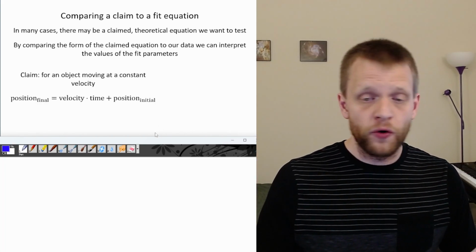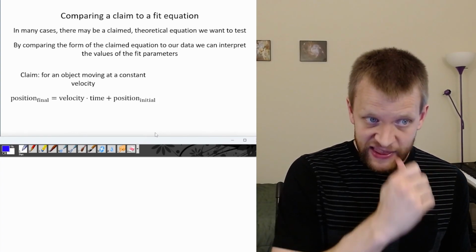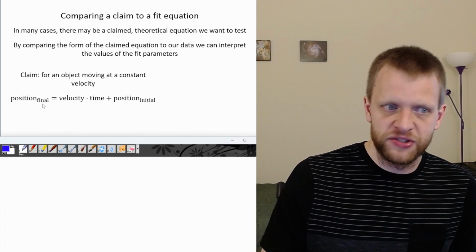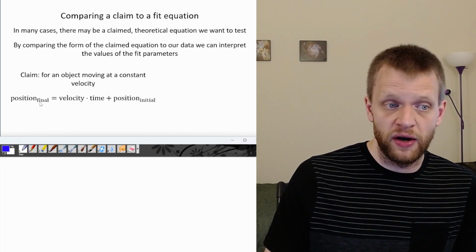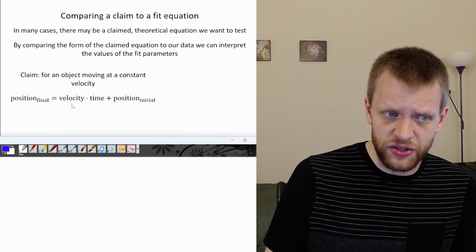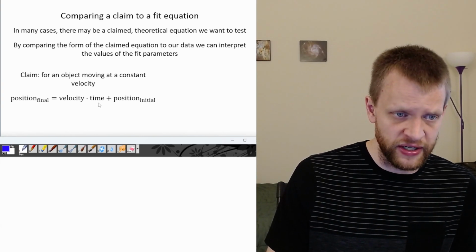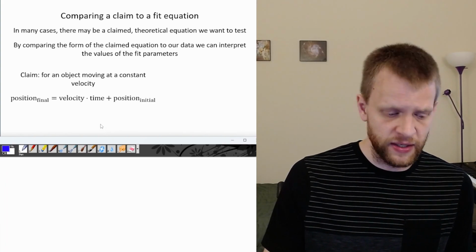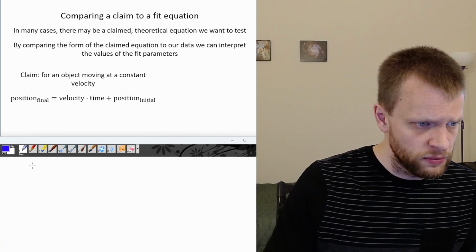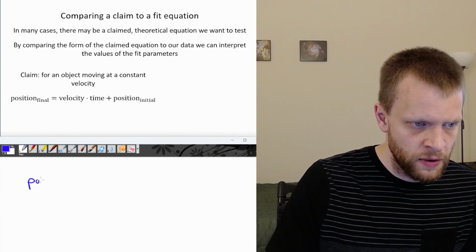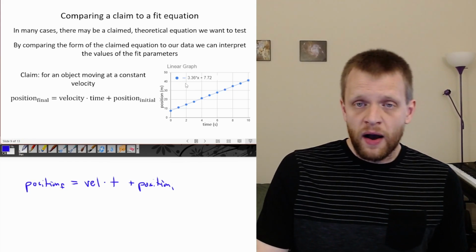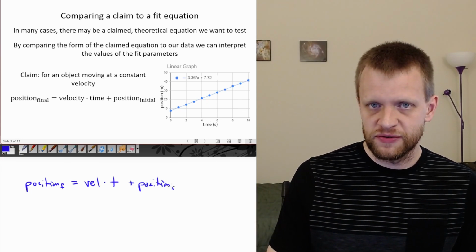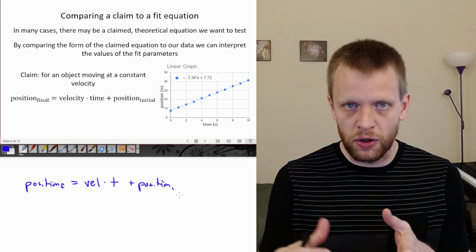Okay. So for example, let's say I have this claim that for an object moving at a constant velocity, the final position of that object, the position at some time, is equal to the constant velocity that you're traveling at times time plus whatever your initial position is. Okay, so this is our claim. So let me write this one down. And let's say I measure the positions at a bunch of different times. So this would be gathering values for X and Y.